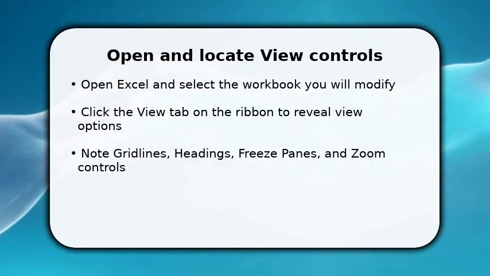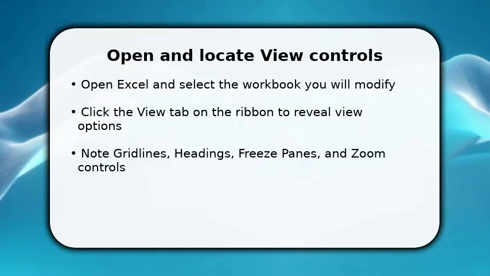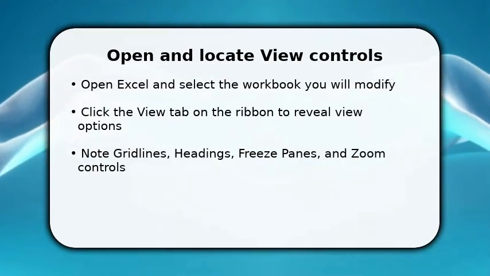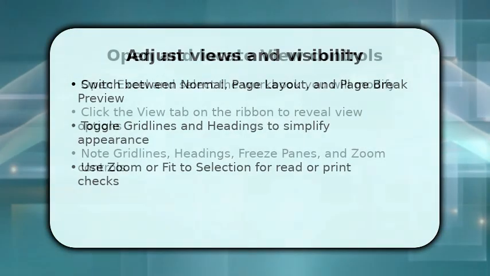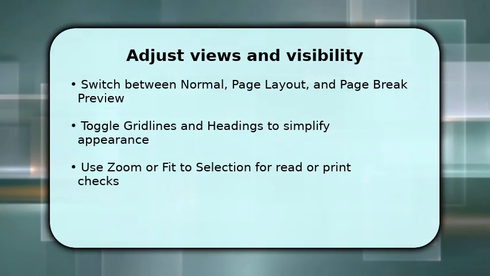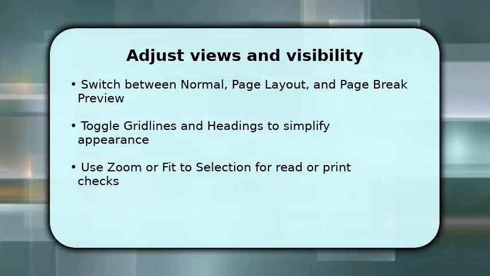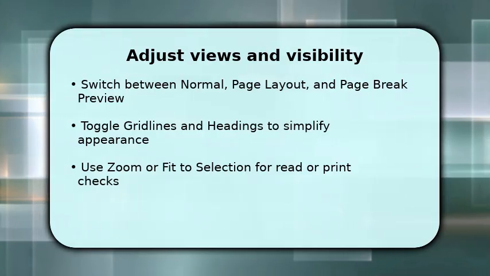Now that you're on the View tab, you're ready to pick the initial view change. You now change the active view. Click Normal for editing, Page Layout to see printed pages, or Page Break Preview to arrange breaks. Once done, toggle grid lines and headings to remove visual clutter for presentations or restore them for data entry.